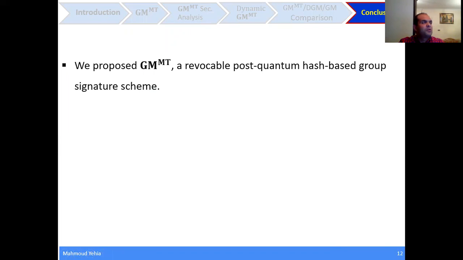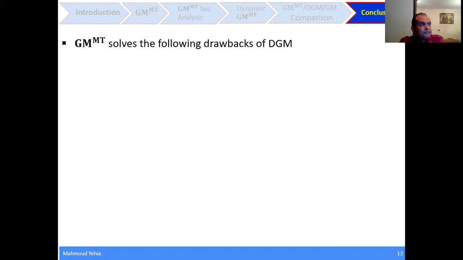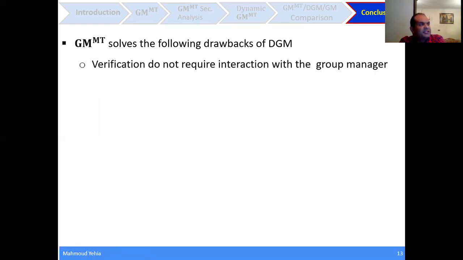For the conclusion of our work, we propose that the GMMT are revocable post-quantum hash-based group signature schemes. The GMMT is a multi-tree construction that allows up to 2^64 signatures, which solves the problem of the group Merkle of being a one tree construction, and thus limits the number of signatures to 2^20. The GMMT solves the following drawbacks of the dynamic group Merkle signing scheme.